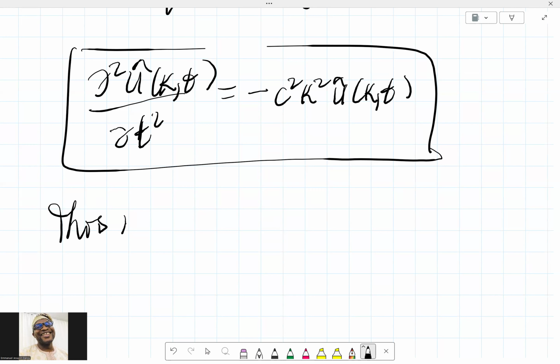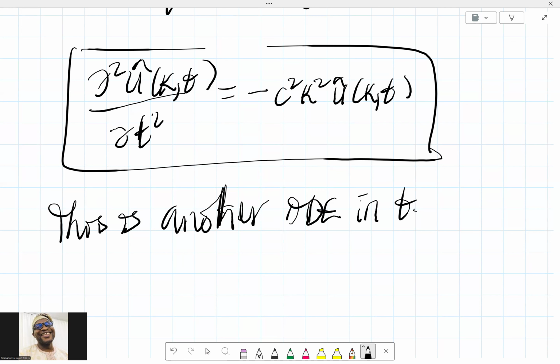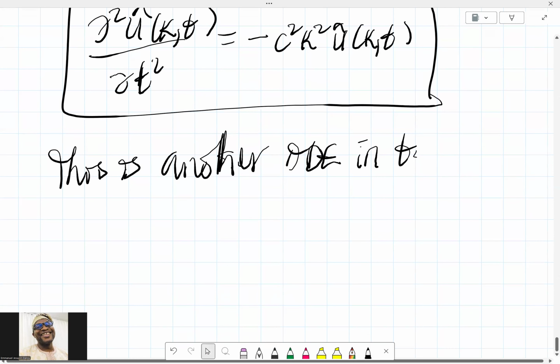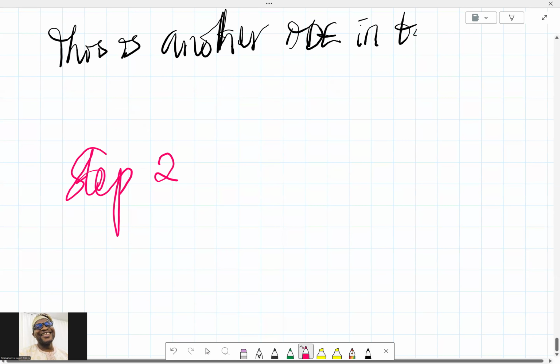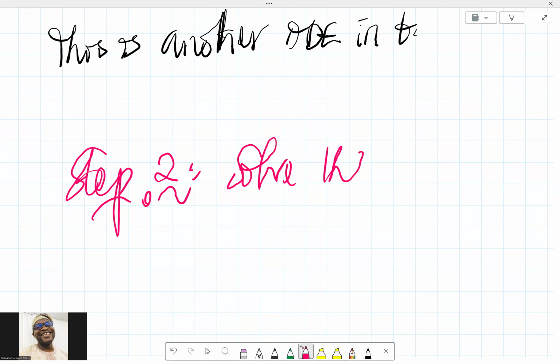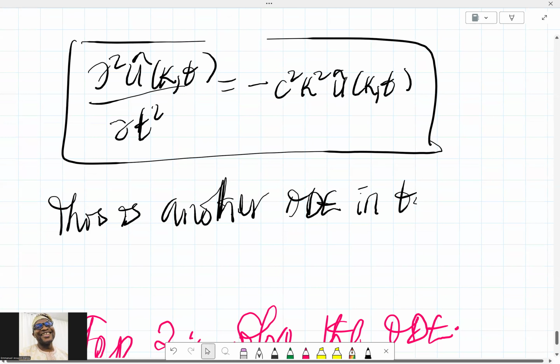This is another ODE in t, so we can solve it in terms of t. So we can go for step 2 now, where we solve the ODE. Step 2, solve the ODE. I mean, we're already used to solving this kind of ODE. We just do separation of variables, and this is second order stuff.